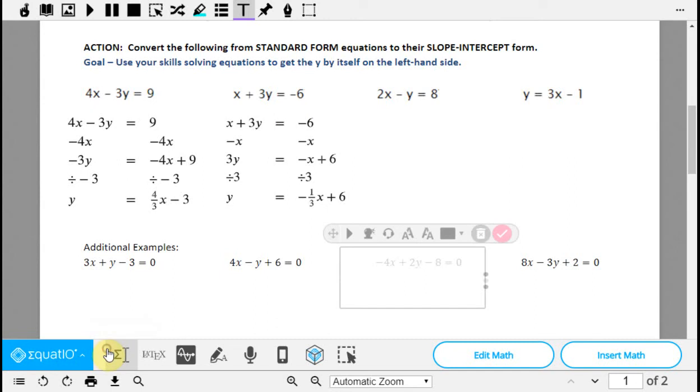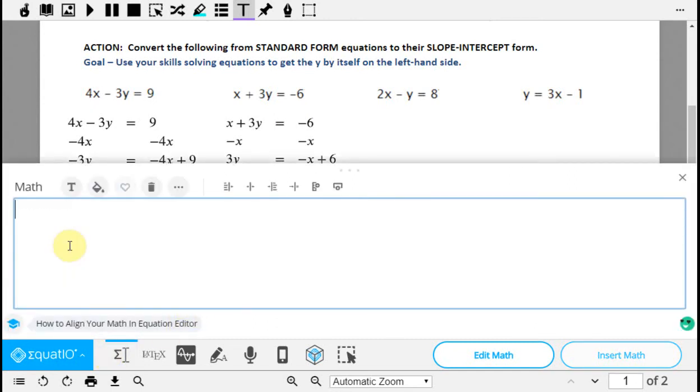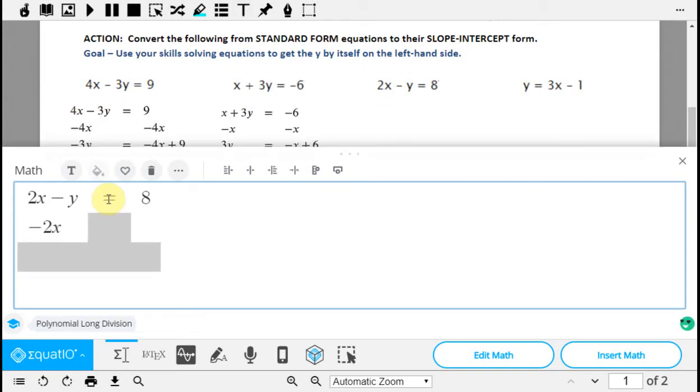Coming to the next question. 2x minus y is equal to 8. We want the y by itself, so we need to get rid of the 2x. So subtract 2x from both sides. So we get minus y equals minus 2x plus 8.